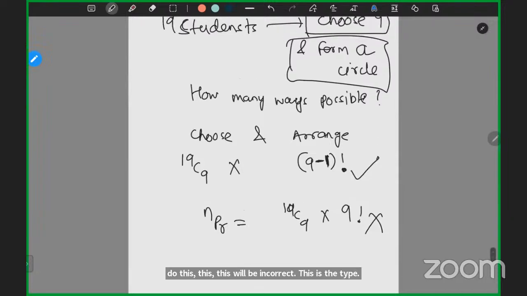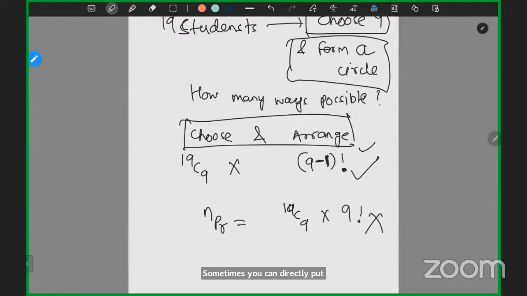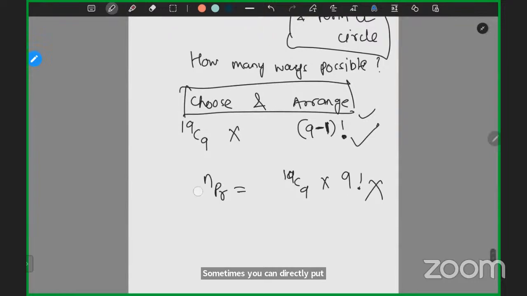So selecting and choosing differently sometimes will help. Sometimes you can directly put NPR, but then you know internally that this is what you are doing. I hope this can explain.